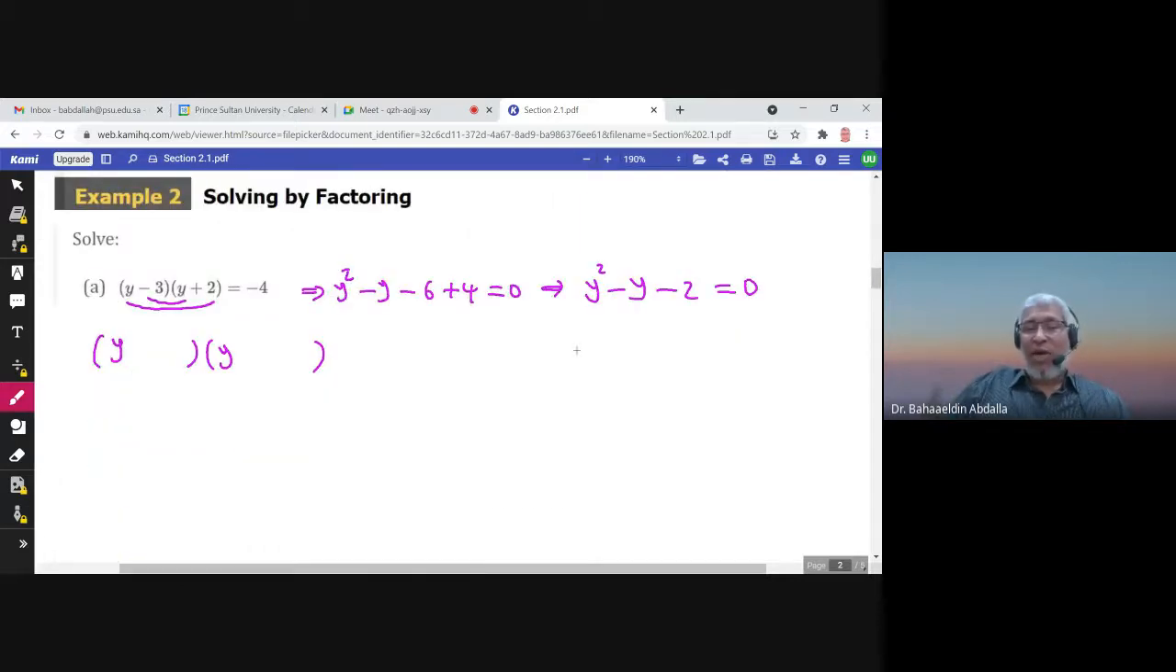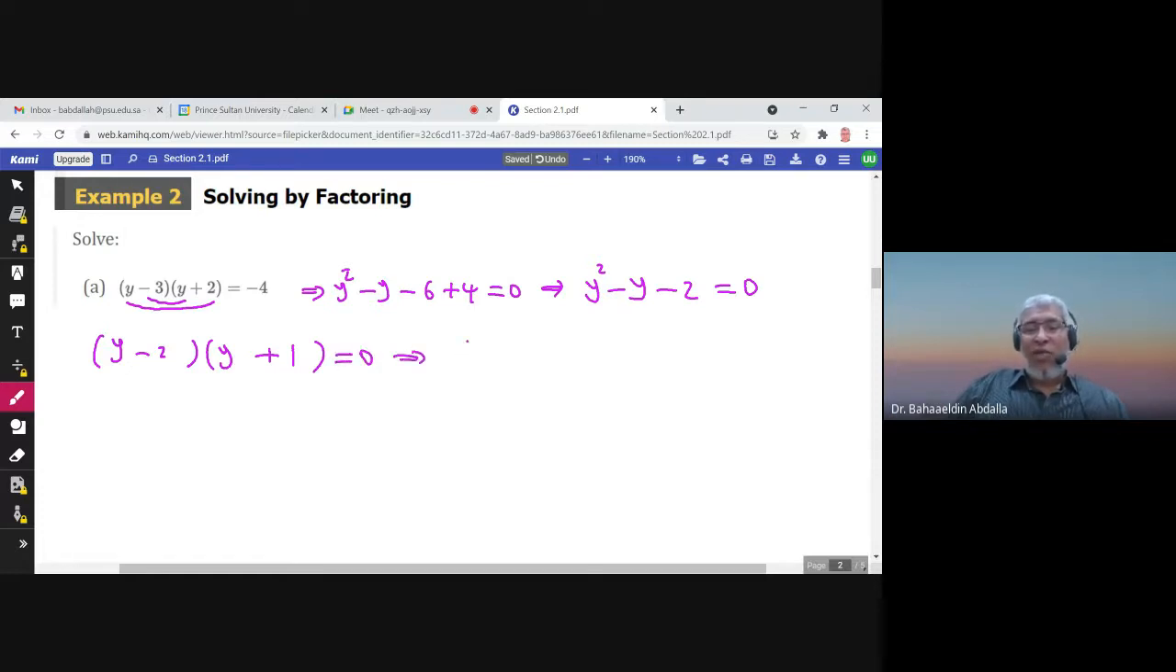It's y times y. And now you search for two numbers. Their product is negative 2 and their sum is negative 1. Two numbers, their product negative 2, so it is negative 2 and positive 1. Their product is negative 2, and when you add them, you get negative 1. This would be the factored form of the left-hand side, because now the inner will give you negative 2y, the outer will give you y, so negative 2y plus y would be negative y.